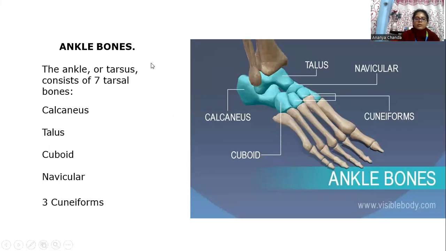Ankle bones. The ankle bones, or the tarsus, consist of 7 tarsal bones: calcaneus, talus, cuboid. This is the calcaneus, that is the heel bone. Then the cuboid, this is the talus region, the navicular bone, and the cuneiforms. And these 3 cuneiforms are there.